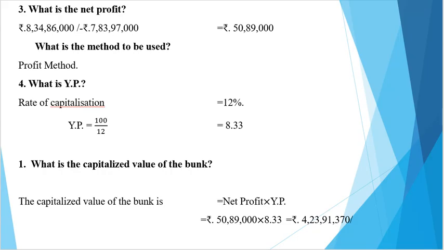What is the net profit? This is the total earning and these are the total expenses. So net profit is 50 lakh 89,000. Which method will you be using? We will be using the profit method.